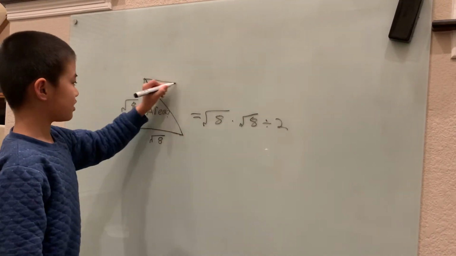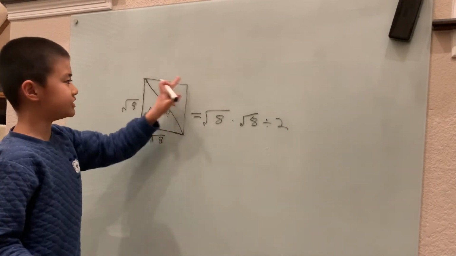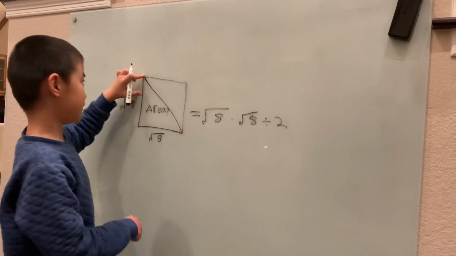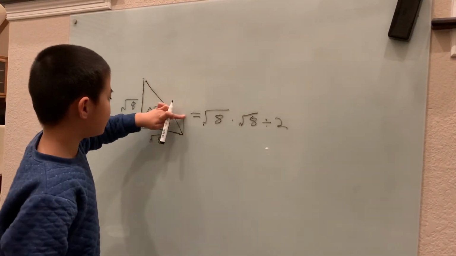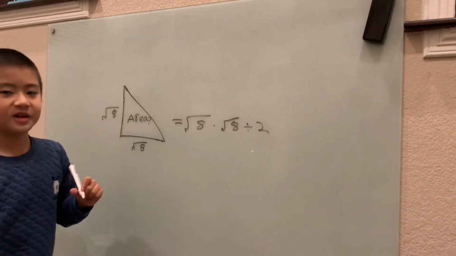Since it's a right triangle, it's always equal to this, and this triangle is identical to this triangle, so this triangle is just half of this square. You already know that, right? Okay, you should have known this formula way before I taught you that.